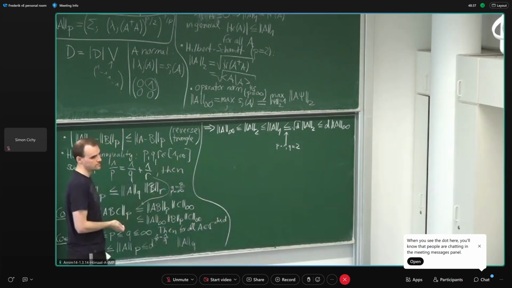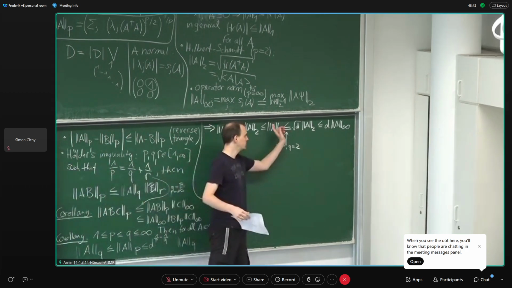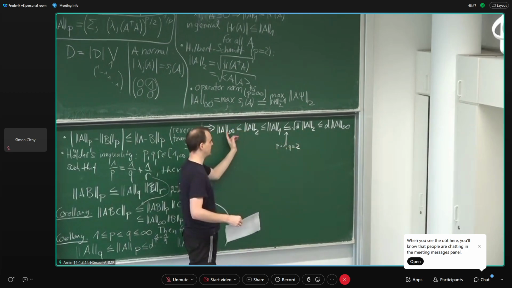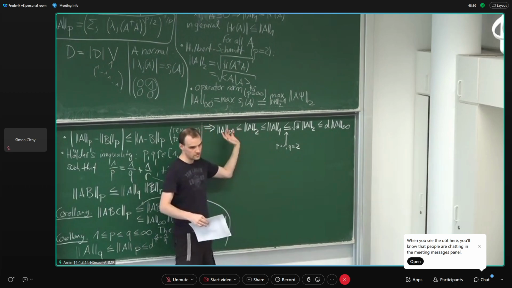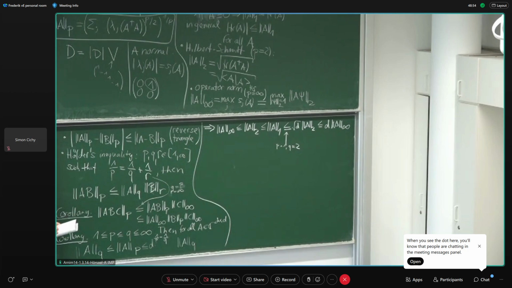And also in general, these bounds are tight. So if we just insert the identity matrix, everything on this side is equal to d. And for pure states, everything on this side is equal to 1. So for general matrices A, you cannot tighten these bounds any further.